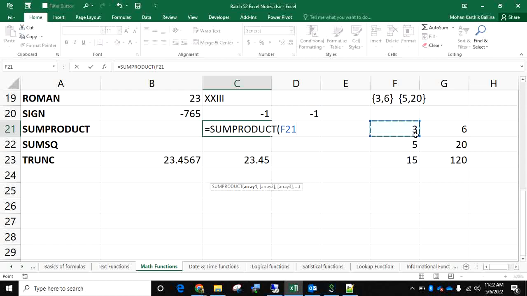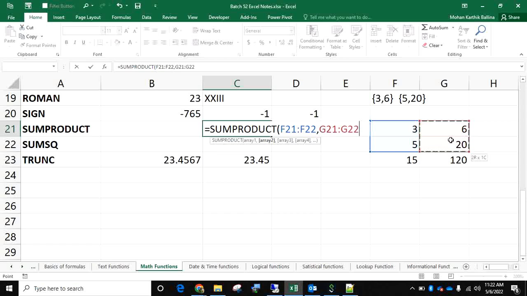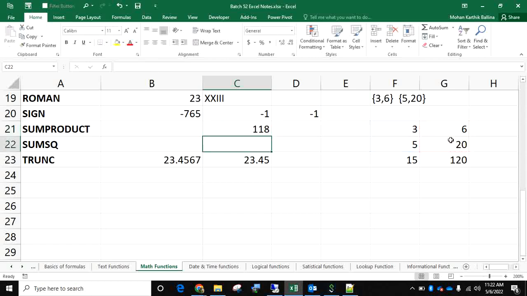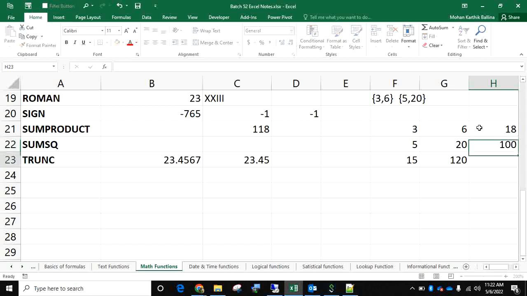So I am just giving one array this, second array this. 118 is calculated like this: 3 sixes are 18, 100, 25 are 100, 118 and then it does the addition. Okay, don't worry about this.